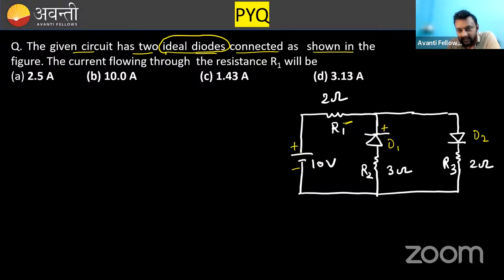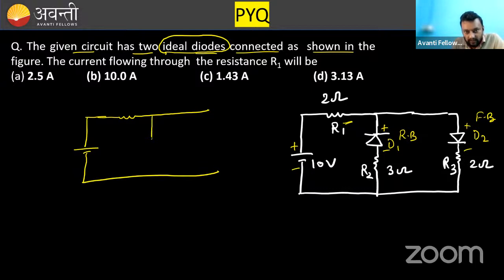So this is high, this is low, this is high, this is low. So diode D2 is forward biased. D1 is reverse biased. This is forward biased. So this complete circuit can be redrawn in this way. This is our battery.